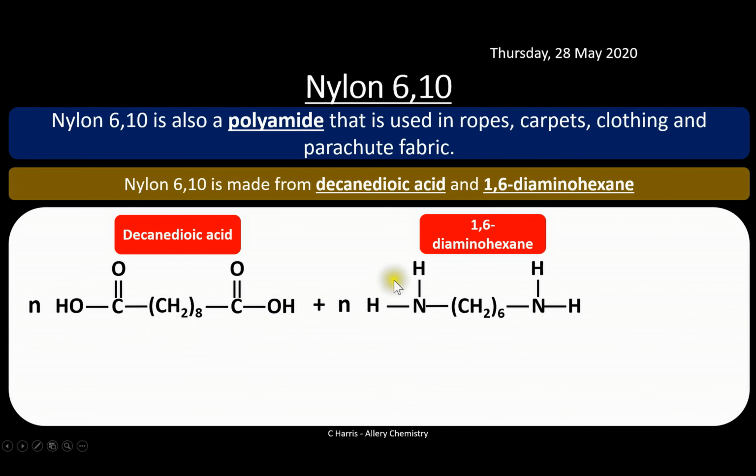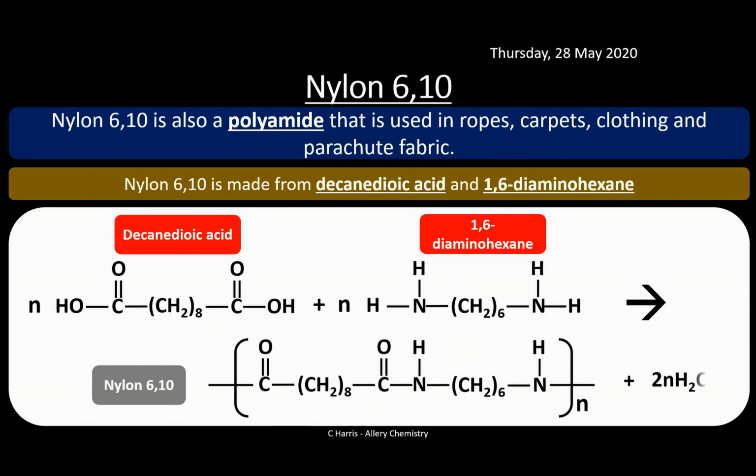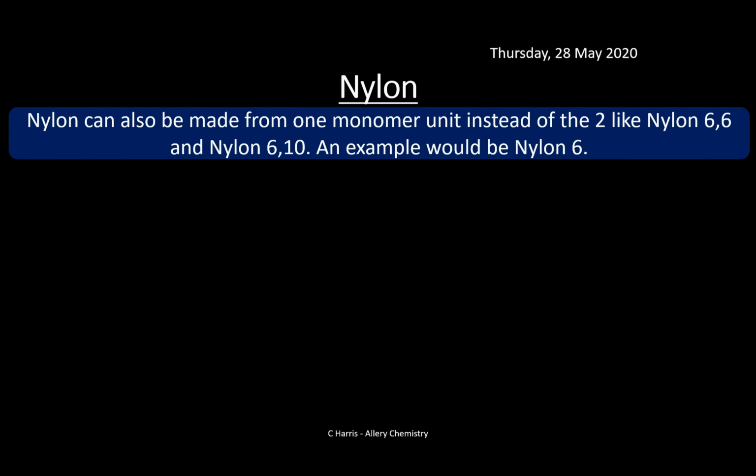So that's still the same. It's just we've now got 10 in here instead of 6, what we had before. We've still got 6 in here, so that's fine. And that's going to form nylon 6,10, which is there. Okay, and then we form 2 water molecules there. So you can see the numbering on the nylon tells us the number of carbons in each monomer unit.